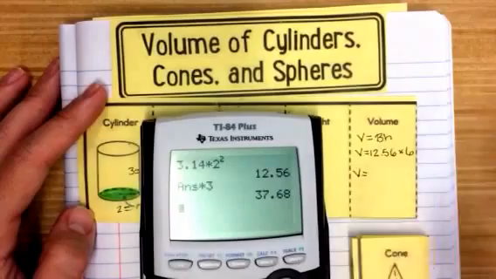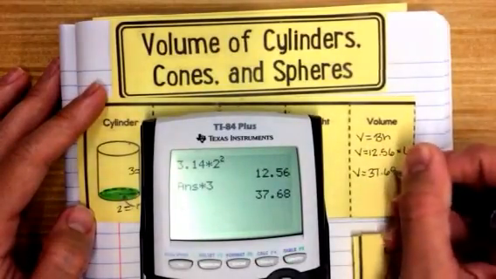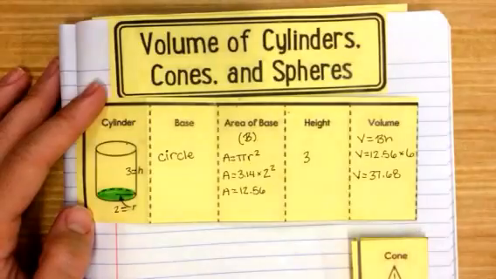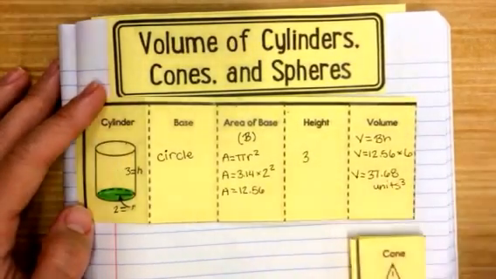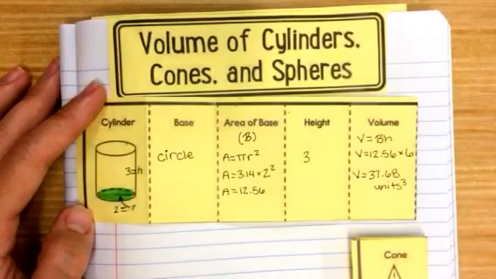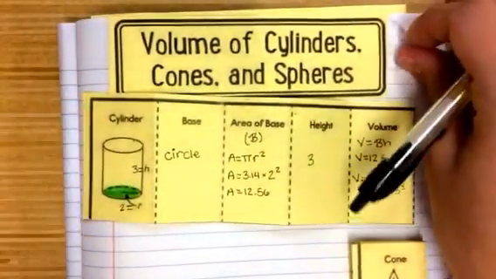And we get that it is 37.68. And since it is volume, that is units cubed. So that is how you find the volume of a cylinder. Let's go ahead and do a couple of other examples.